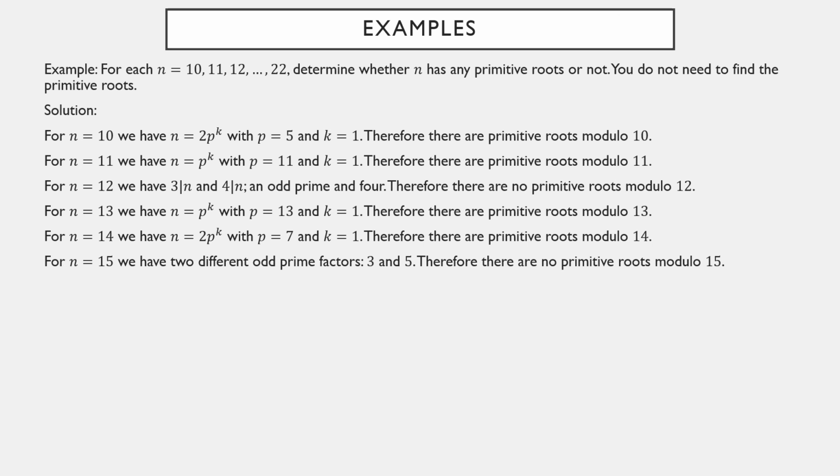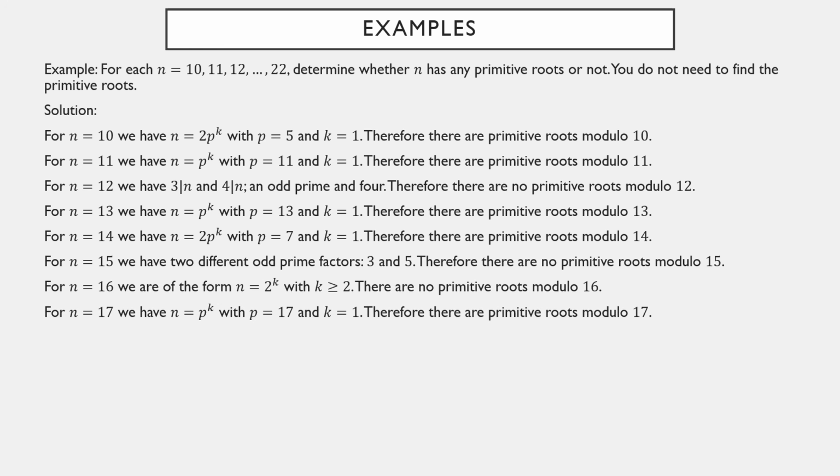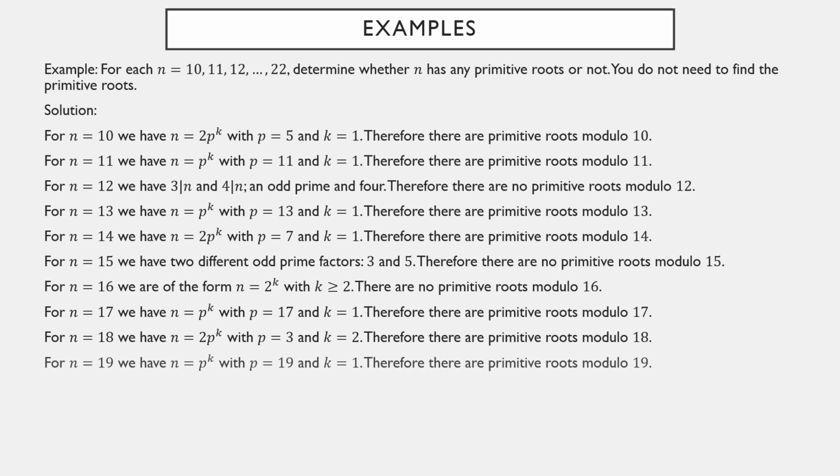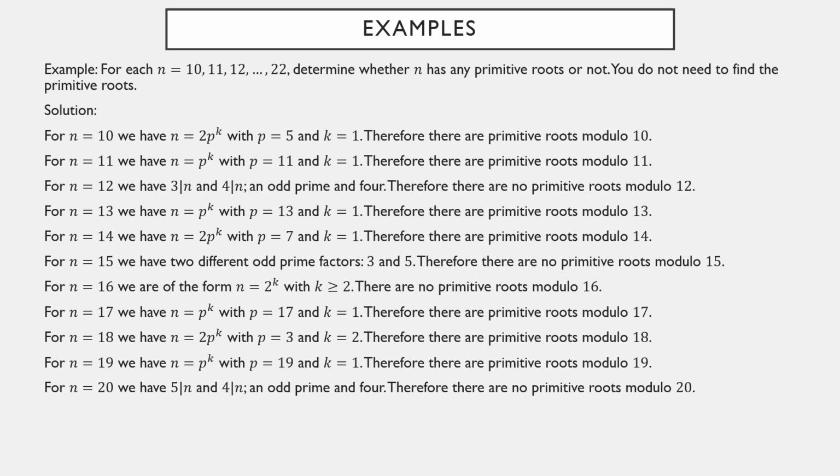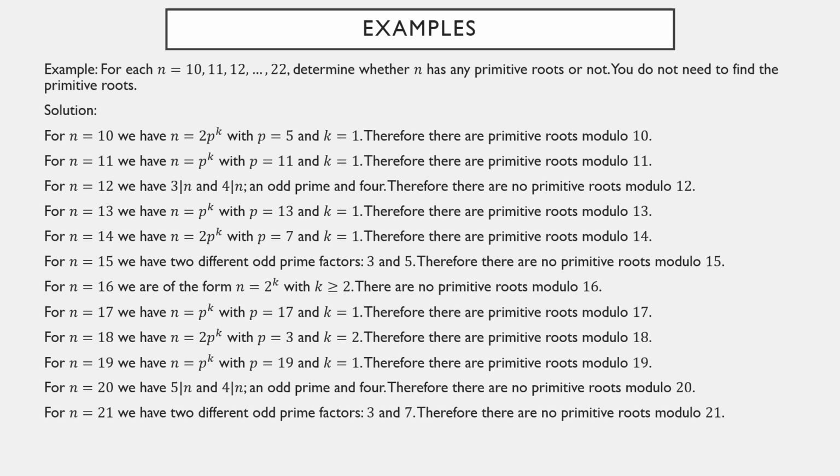14 is 2 times an odd prime to a power, it has a primitive root. 15 has 2 distinct odd prime factors, it has no primitive root. 16 is a power of 2 that was not 1, 2, or 4, so it does not have a primitive root. 17 is an odd prime to a power, it has a primitive root. 18 is 2 times an odd prime to a power, so it has a primitive root. 19 is an odd prime to a power, it has a primitive root. 20 has a single odd prime factor, but it's also divisible by 4, so it has no primitive root. 21 has 2 different odd prime factors, so it has no primitive root. 22 is 2 times an odd prime to a power, it has a primitive root.